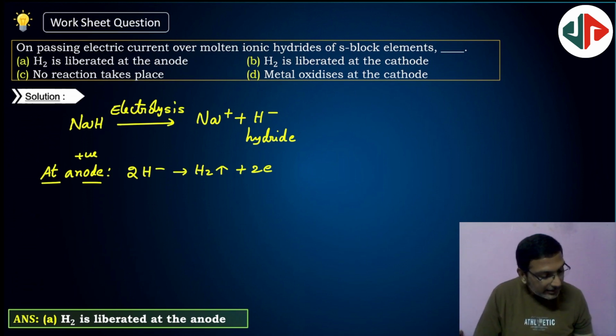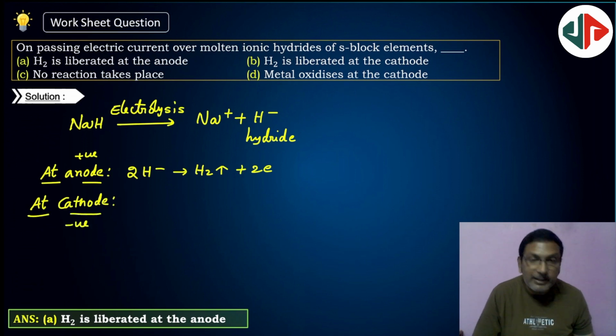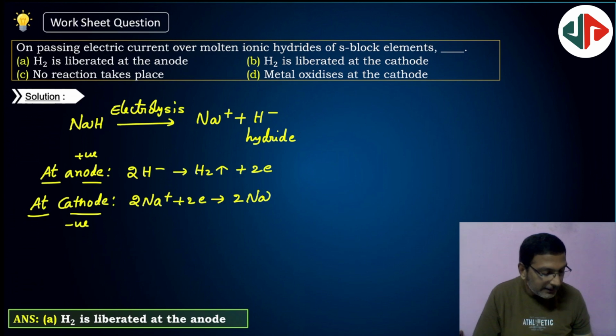Next, reaction at cathode. Cathode is negative electrode that can attract positive ions. So 2Na plus by taking these 2 electrons will be converted to 2 moles of sodium metal. So simply hydrogen is liberated at anode. At anode hydrogen will be liberated. So option A. Next.